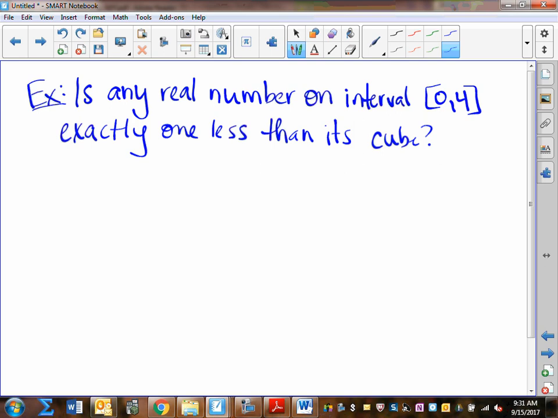We don't even see the words IVT here. They're not even asking us to investigate a particular y value. They're just simply asking us this general question. So let's take a look at what this means. Is any real number on the interval exactly 1 less than its cube? So let's say I take a number, call it x.